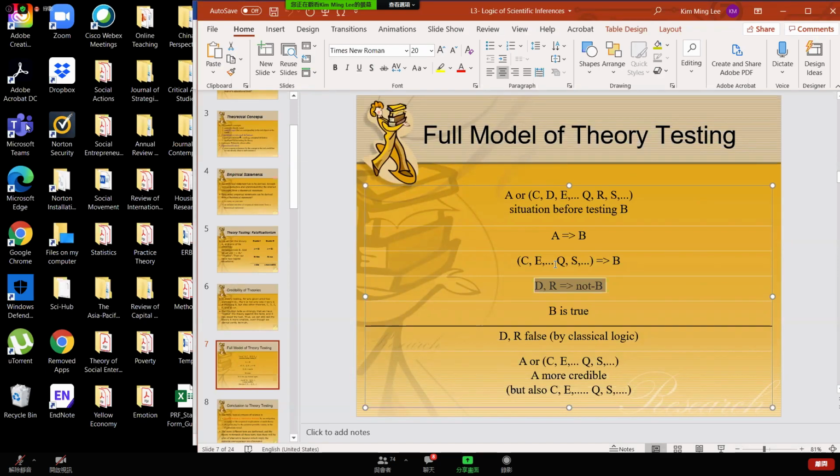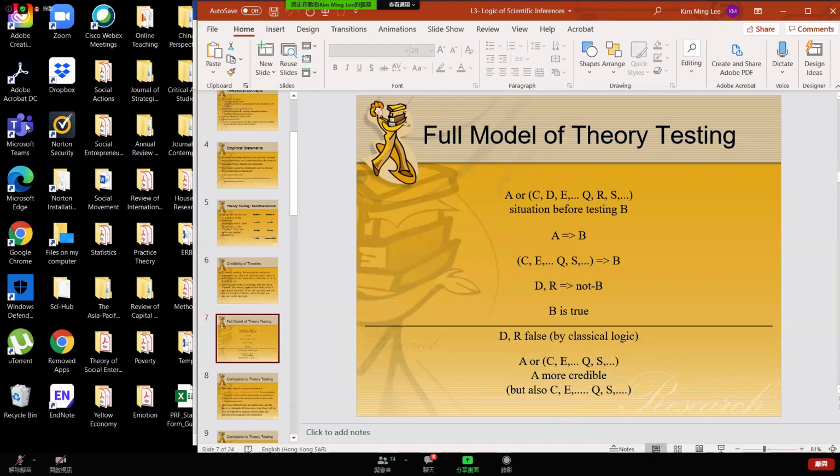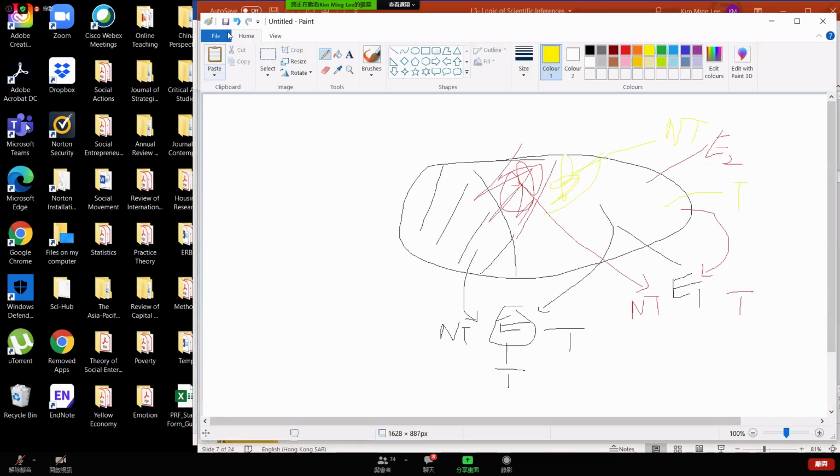So this is about logic, so a little bit difficult. Do you want me to summarize for you one more time? We still have a lot of slides here, but anyway, this is important. So once again, let's try to summarize briefly.